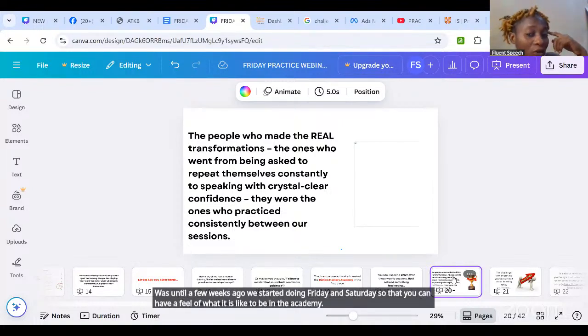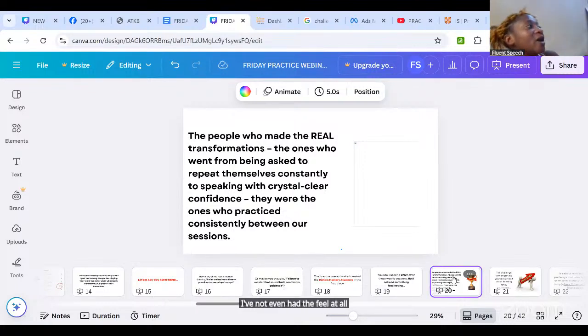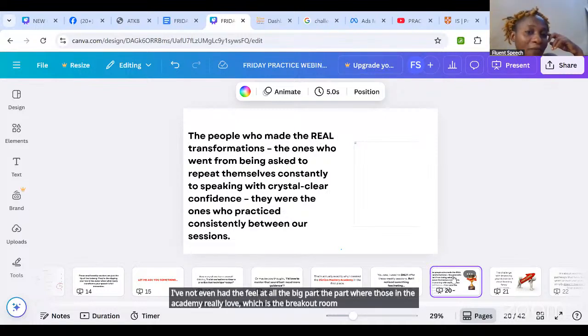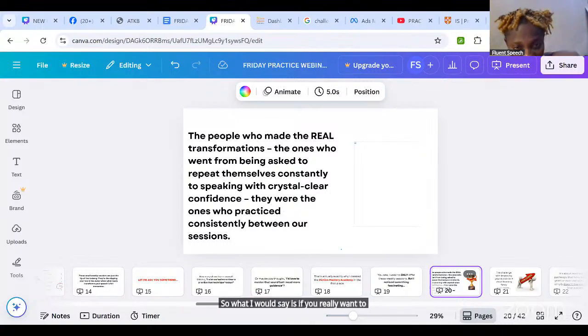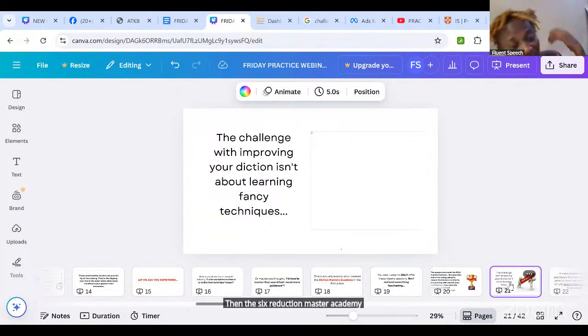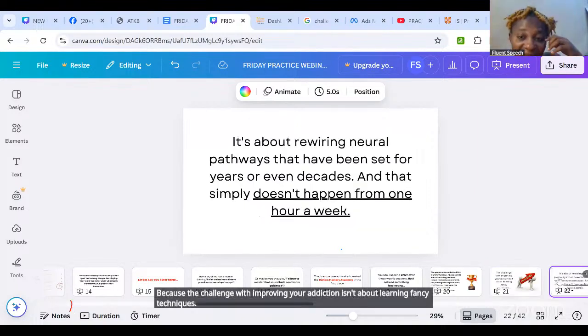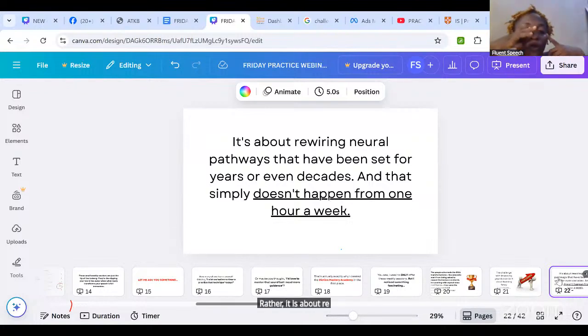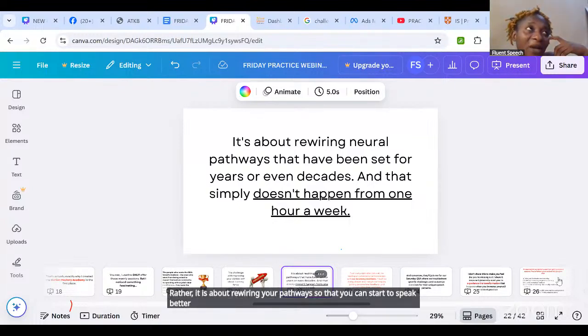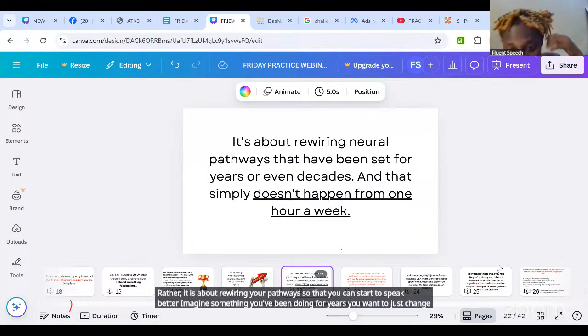And you've not even had a feel at all, because the big part, the part those in the academy really love, which is the breakout room, we do not have time to do that here. So what I would say is, if you really want to make real transformation and start to speak better, then the Diction Mastery Academy is where you should be. Because the challenge with improving your diction isn't about learning fancy techniques. Rather, it is about rewiring your pathways so that you can start to speak better. Imagine something you've been doing for years and you want to change it in one hour or one week. It doesn't work like that.